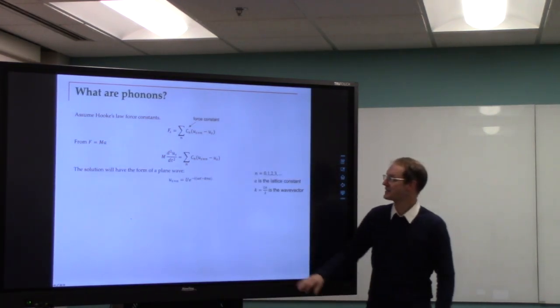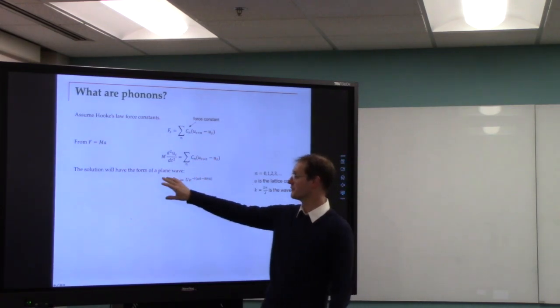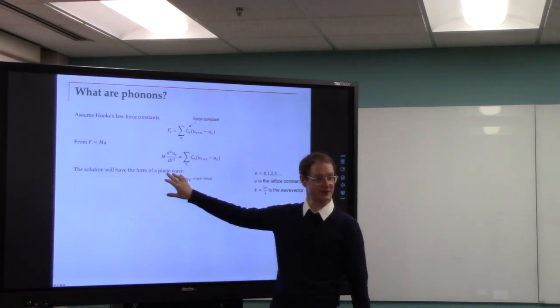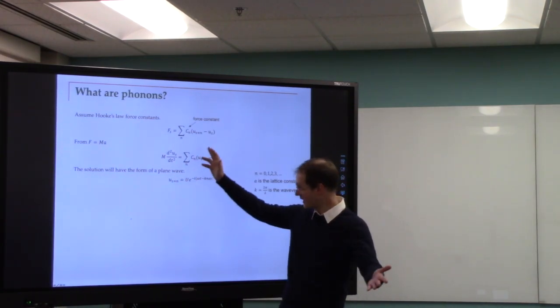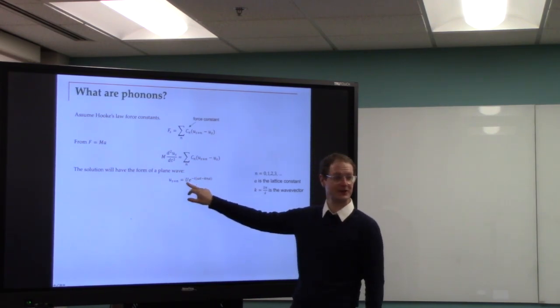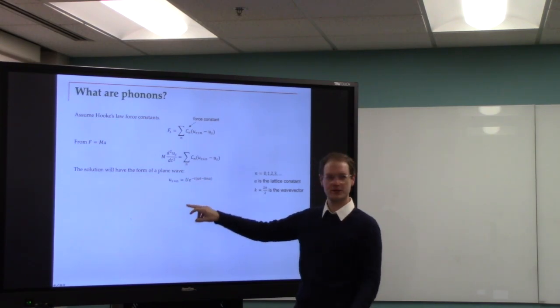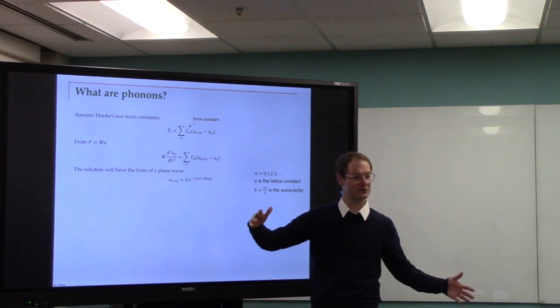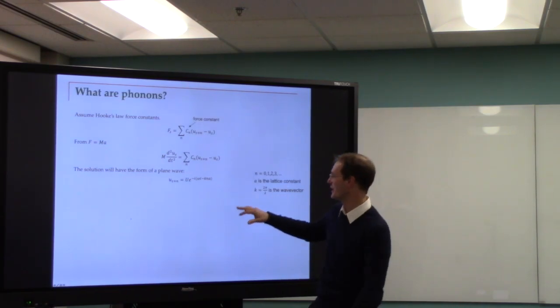Okay, and as a solution to this equation, it's going to have the form of a plane wave. So the solution for u_{s+n} turns out to have a form that looks like this: a prefactor times a complex exponential. It looks qualitatively similar to a light wave, but there are differences between phonons and light waves that we'll see a little bit later.